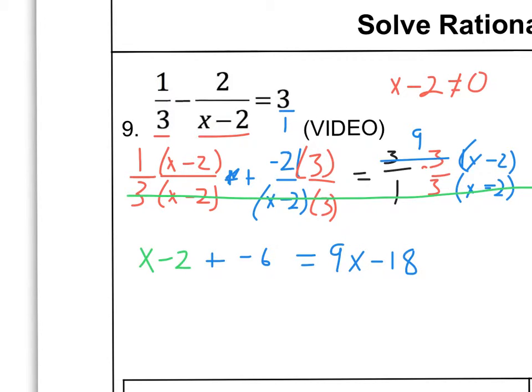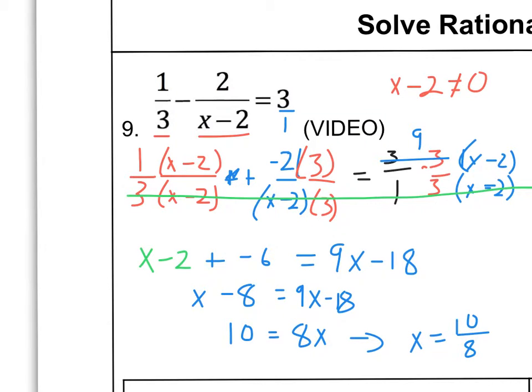I'm going to bring the 18 to one side and combine some stuff. Negative 2 minus 6 is going to be minus 8. I'm just going to rewrite this before I start combining things. I'm going to add 18 to both sides, leaving me with 10. Minus x from both sides leaves me with 8x. And when I solve that, I get x is equal to 10 over 8, or if you'd prefer, 5 over 4, or 1.25. And that is not 2, which was our excluded value.